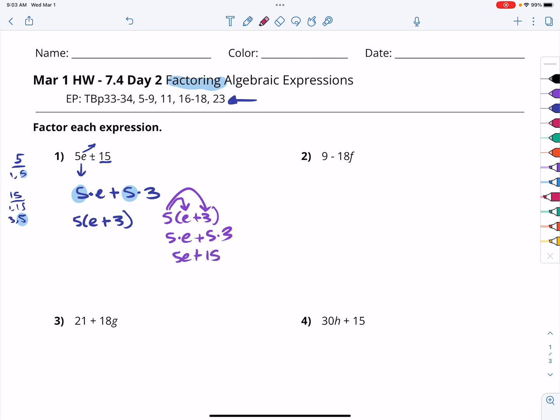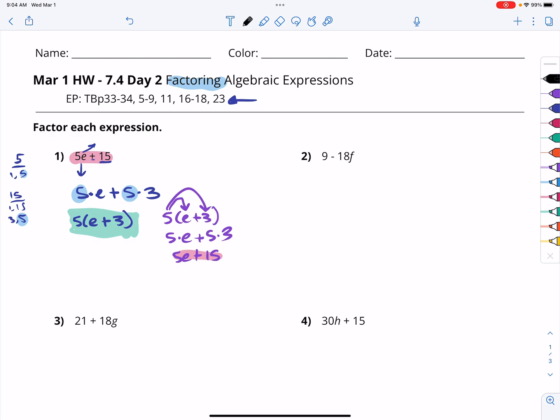So if you notice, this answer here and that answer there match. So this does check out, and we factored that expression. Your final answer is this right here, 5 times e plus 3. Remember, those parentheses are key.